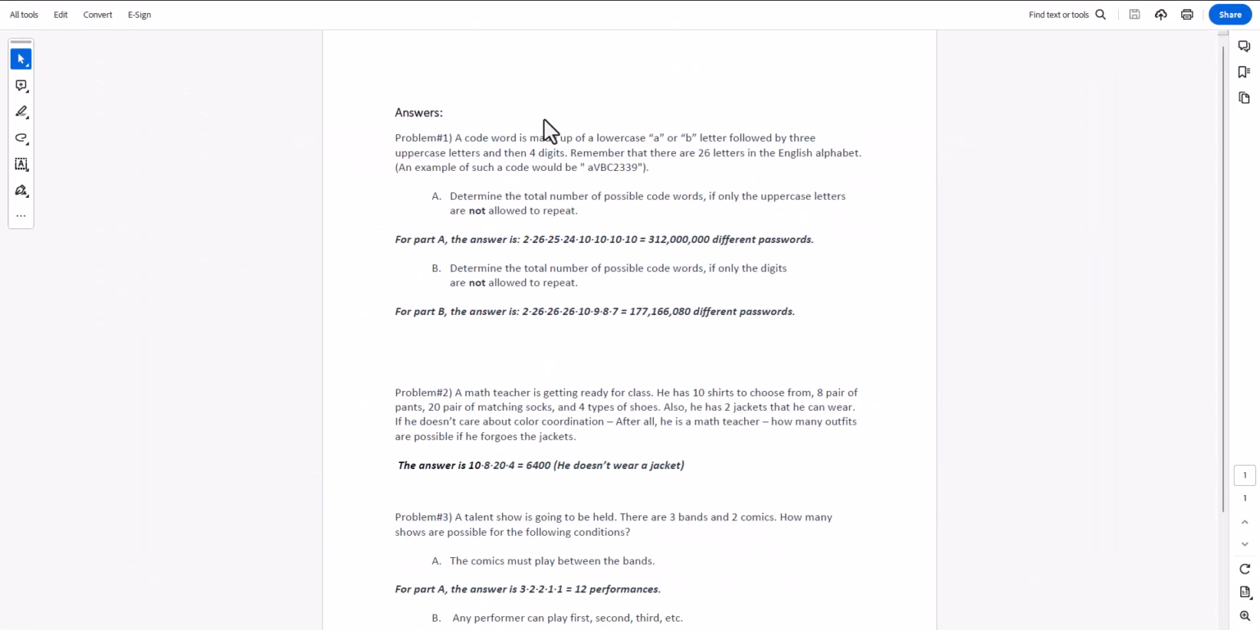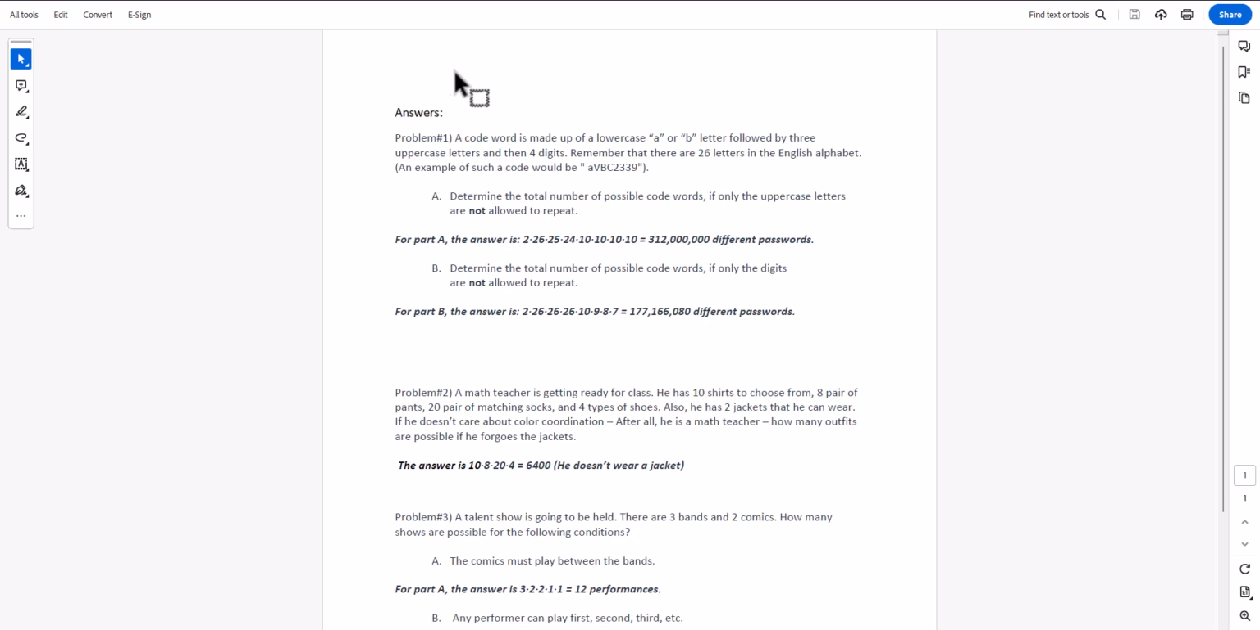Hi, in this video, I will review some examples of the fundamental counting rule. We begin with this first problem. It states a code word is made up of a lowercase letter, A or B, followed by 3 uppercase letters, and then 4 digits. Remember that there are 26 letters in the English alphabet.